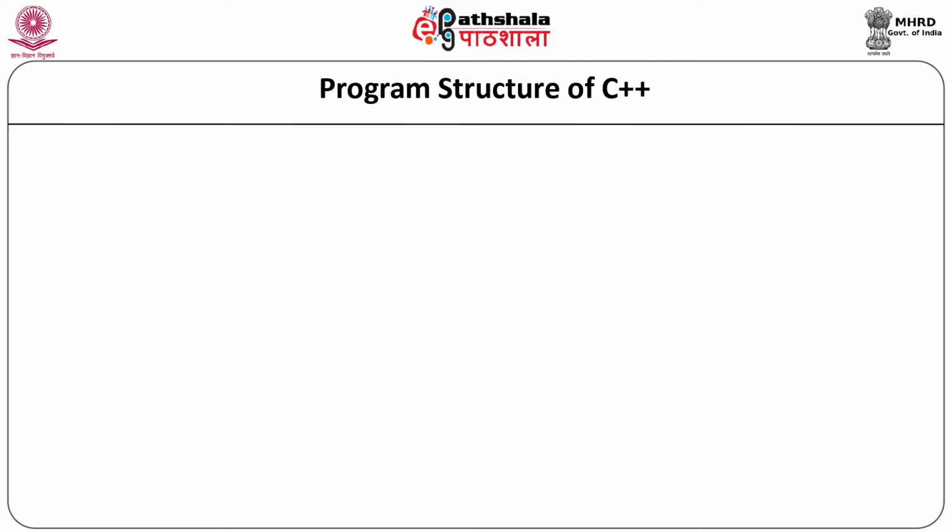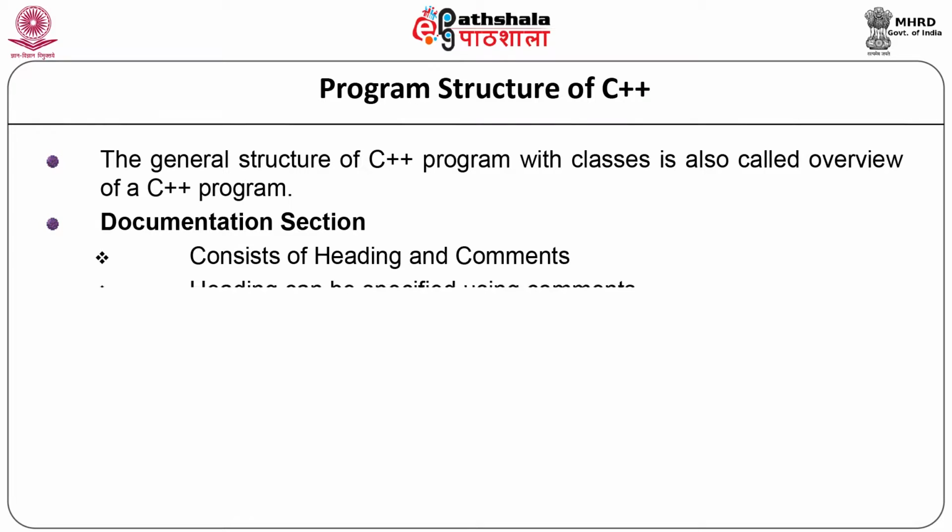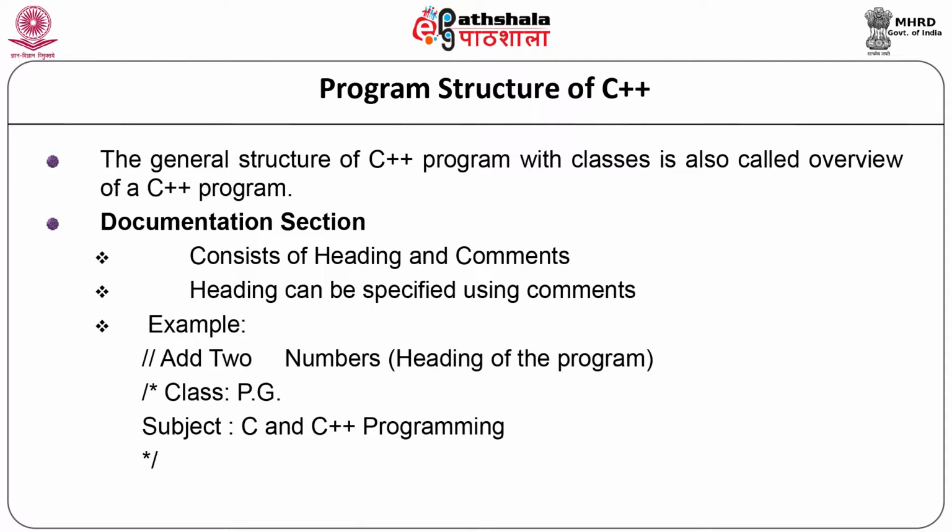C++ is a programming language, so it follows a predefined structure. The program is divided into many sections. A C++ program can be developed from a basic structure. The general structure of a C++ program with classes is also called the overview of a C++ program. It is as follows. The documentation section is the first section. It consists of the heading and comments. The heading can be specified using comments. A comment statement is a non-executable statement and it can be defined using either a single line comment or a multiple line comment. The single line comment can be given with 2 slashes as shown in the example.